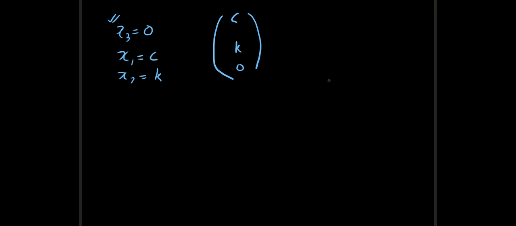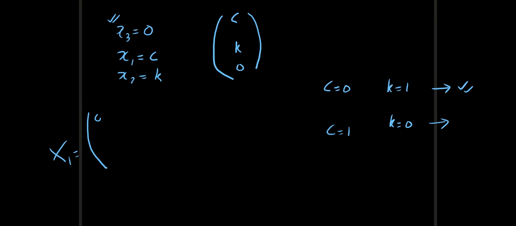Now what to do next? You put c equal to 0 and k equal to 1 and you get the first vector. And then you put k equal to 0 and c equal to 1 and you get the second vector. So the first eigenvector will be c is 0, k is 1, and of course the last one is 0. And the second eigenvector is c is 1, k is 0, and the last is 0.